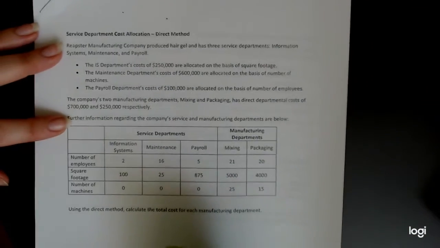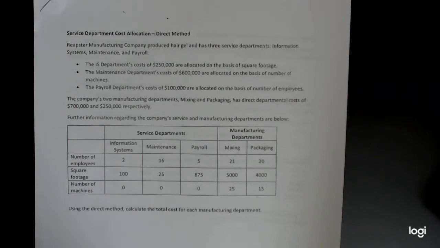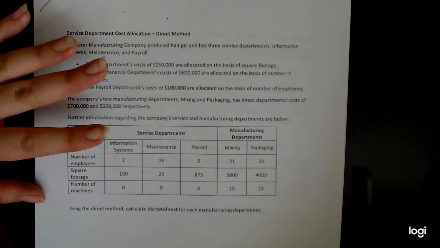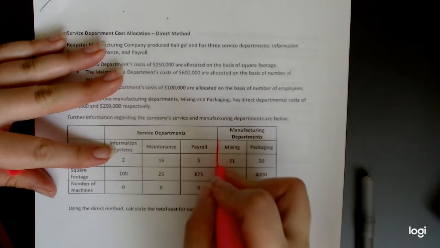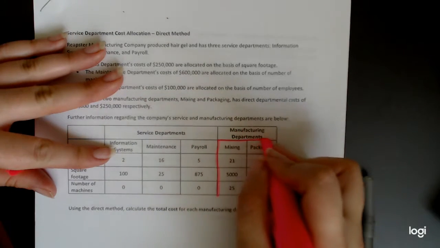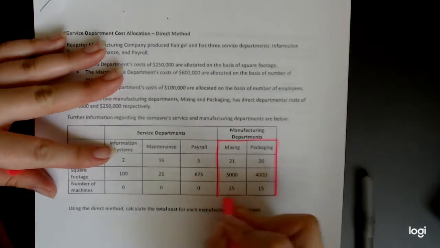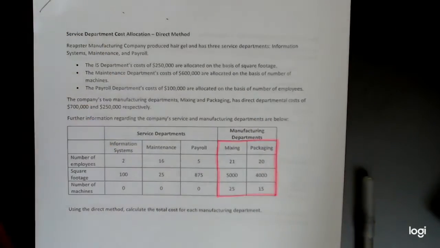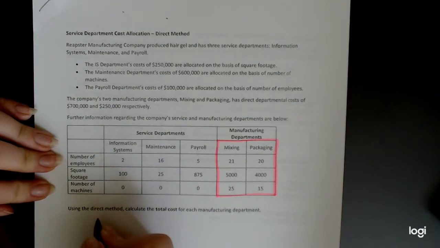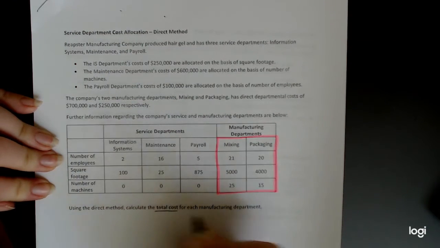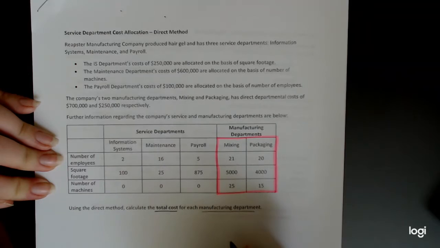So we're going to go over a few methods of allocating service costs, one using the direct method and one using the step method. Starting with the direct method, keep in mind that when we're using direct, we are only going to be concerned with our manufacturing departments. So our focus is going to be on the mixing department and the packaging department. Here our goal is to find the total cost for each of those manufacturing departments.